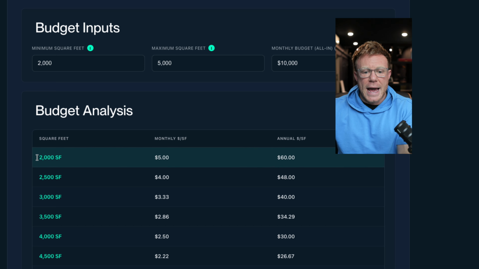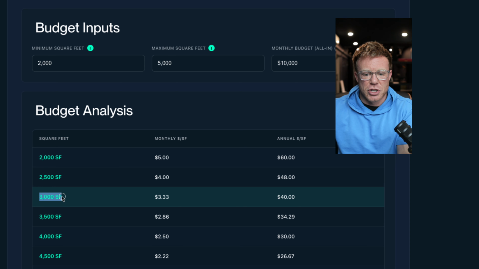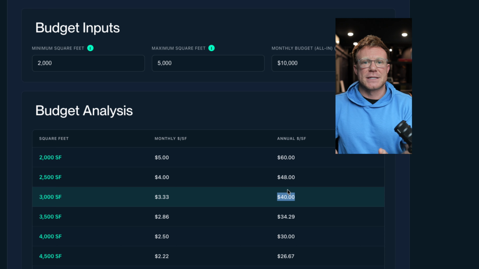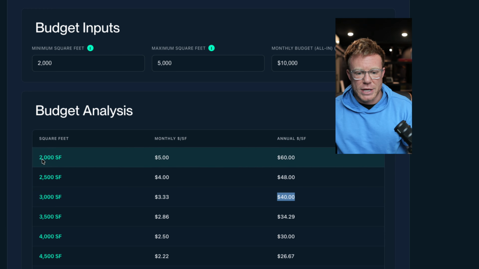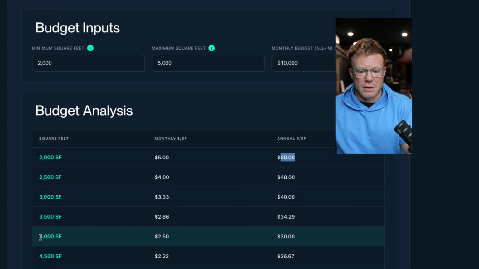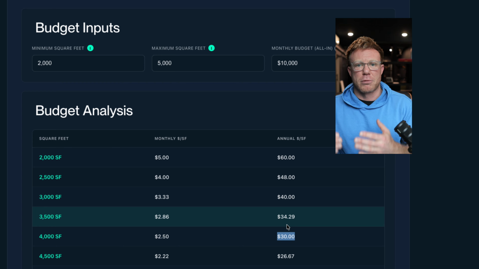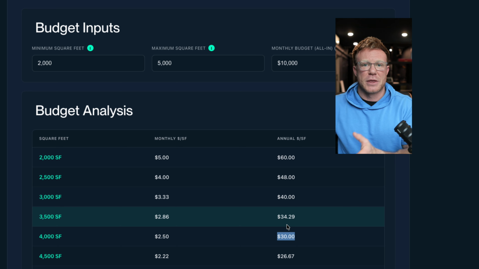As your square footage starts going up, what instantly has to happen to the budget? The budget starts going down, meaning you obviously can't spend as much per square foot when you're taking on more square footage. That's why at 2,000 square feet, we can spend $60 a square foot and keep you within your $10,000 a month budget. But if you find something at 4,000 square feet, we can only afford to spend $30 a square foot, right? Because obviously the increase in space reduces your price per square foot allowance to meet that budget.